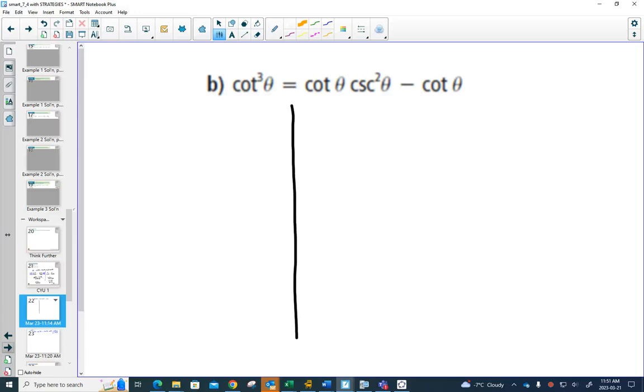Part B. If you use the strategy of changing to sine and cos, it will work. It will just take a lot longer. This is a good example of where taking a look at the question to begin with and thinking about different things you could use could make it a lot shorter. In this one, I would look at the equation and notice I have a lot of cotangent and cosecant in the equation. That leads me to one of our new formulas, and I'll write it down up here.